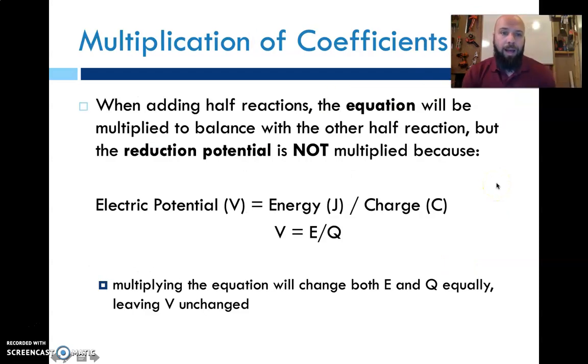So when you're adding half reactions, the equation will be multiplied to balance the other half reactions like we did in the last equation. But notice we did not multiply the reduction potentials. These are not the same as multiplying a coefficient. You still balance the equation, but the potential is not multiplied.